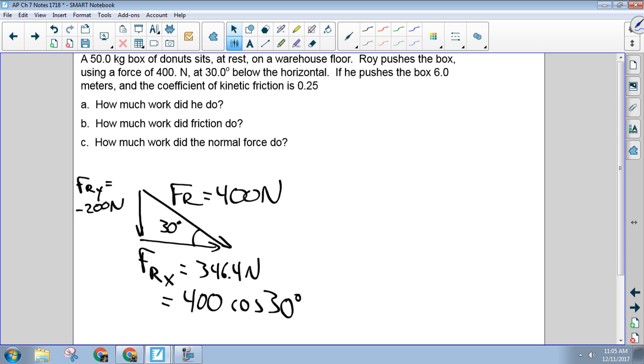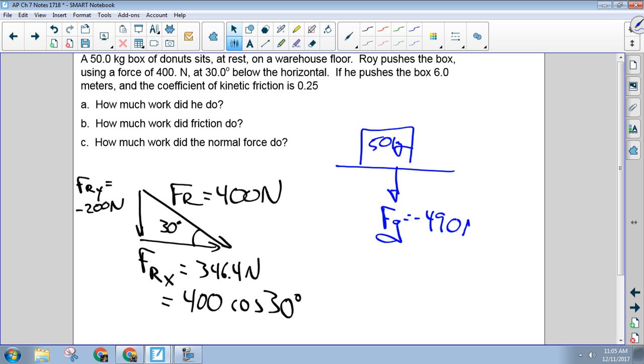Okay, so let's make our free body diagram. So here's our box. It's got a mass of 50 kilograms. So, force of gravity is negative 490 newtons.